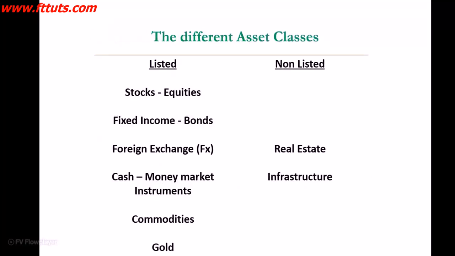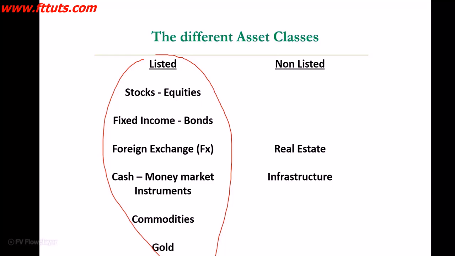So what about the different asset classes? There are what we call the listed asset classes and the non-listed asset classes. So for the listed, as you see here: stocks, equities, fixed income, bonds, foreign exchange, cash, which means money market instruments, commodities, and gold. Gold is still a commodity, but is sometimes seen as an asset class on its own. On the non-listed side, which is real estate and infrastructure, you will still be able to find some listed products that give access to those two asset classes, but most of the exposure will be non-listed.